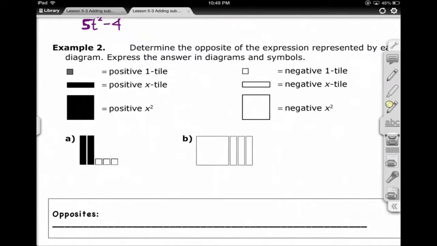As part of the course, what they do expect you to be able to do is to understand the opposite of the values you're going to be working with. Right now, you're working with what we call polynomials, or many terms. And we look at positive values and negative values.